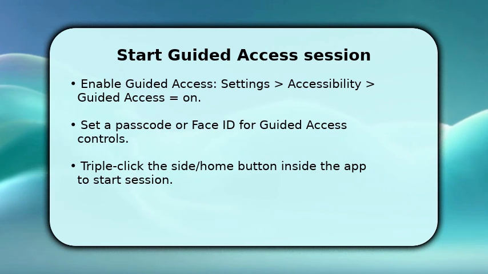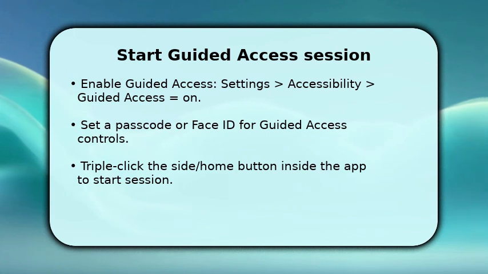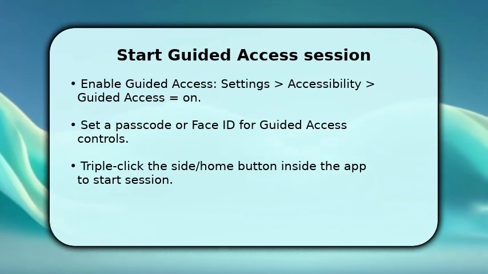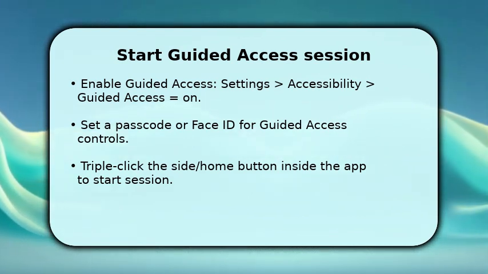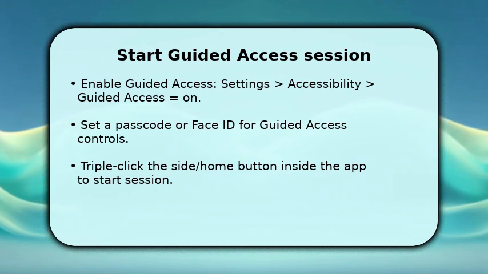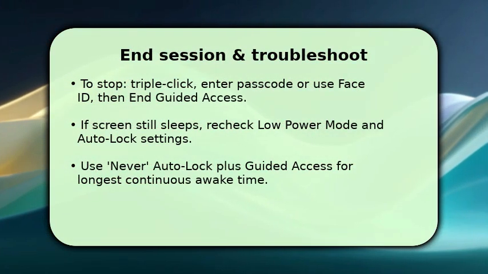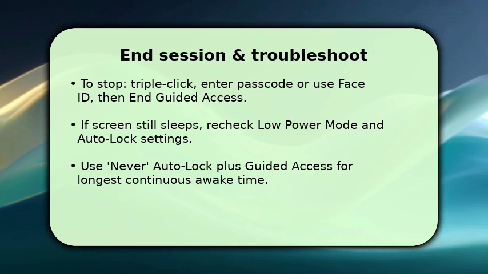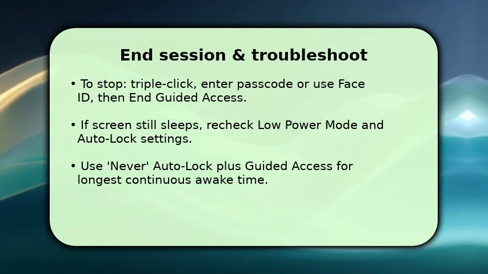Make sure to tap options at the bottom, then turn off motion, touch, or set display auto lock to never inside those options. This is why the screen stays on. Start the session, and your iPhone will remain awake for that app until you deliberately end guided access. To finish, triple-click the same button and enter the guided access passcode or use Face ID, then tap End. That returns normal sleep behavior.